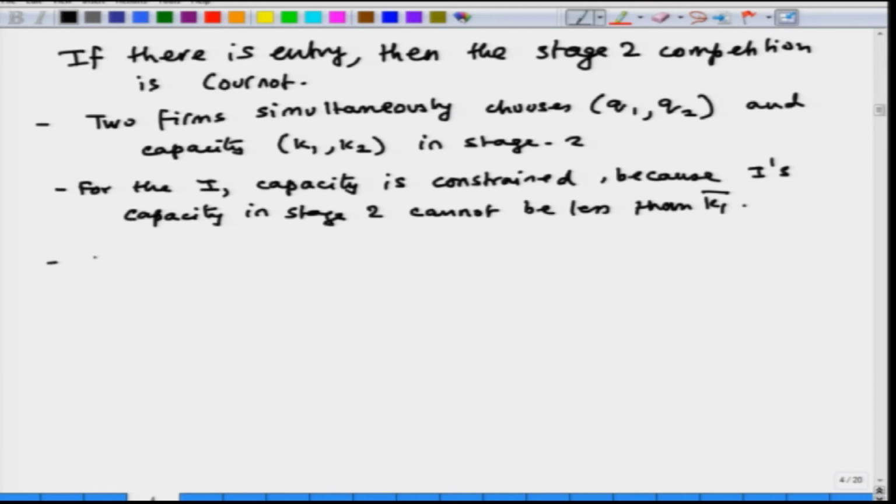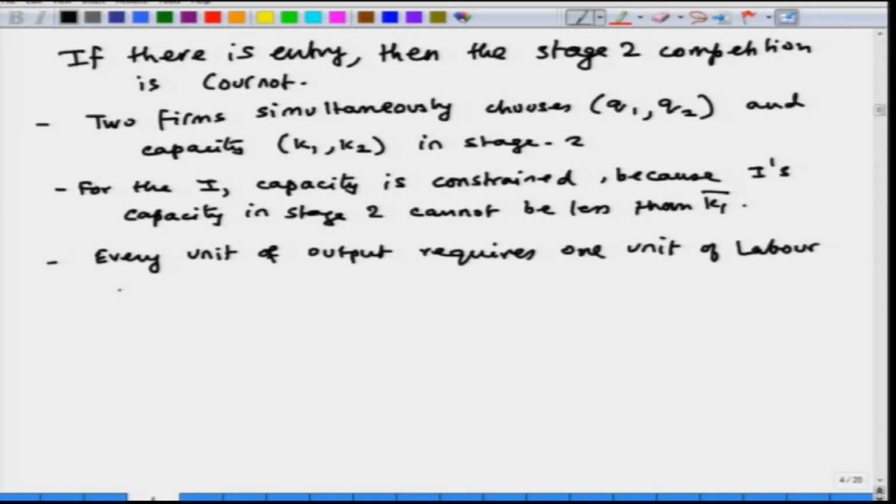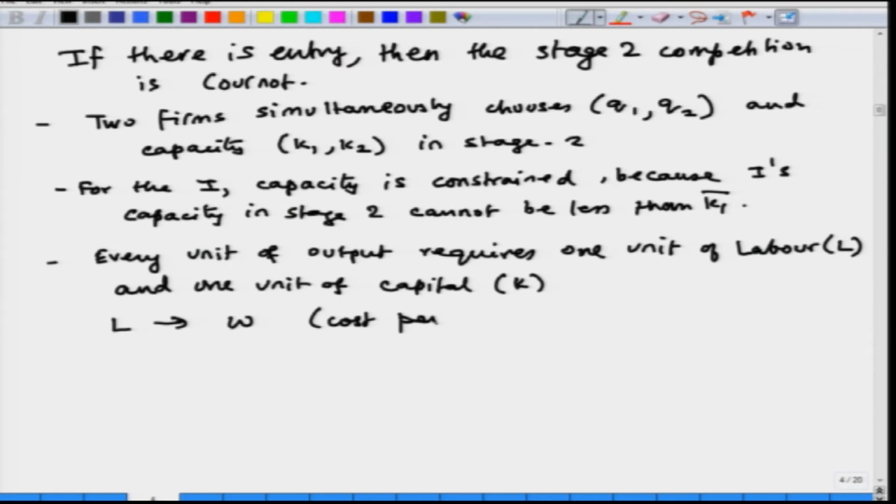Let us also assume that every unit of output requires 1 unit of labor, L, and 1 unit of capital, which is K. The cost per unit of labor is given by W, and R as before is the cost per unit of capital. We have already mentioned this earlier.